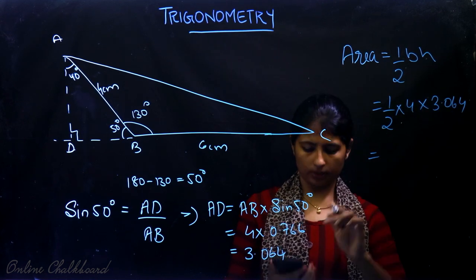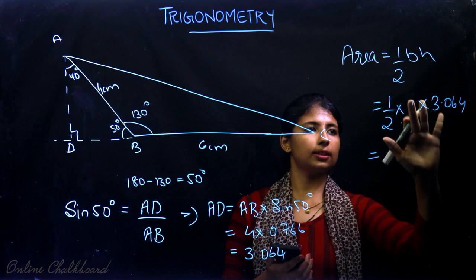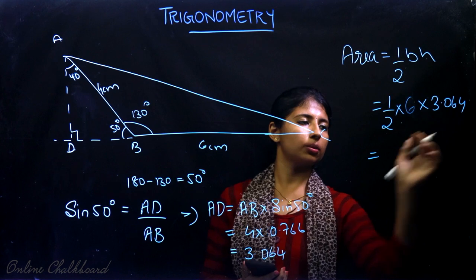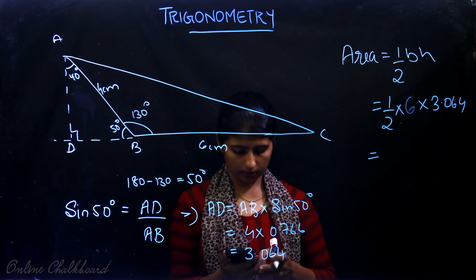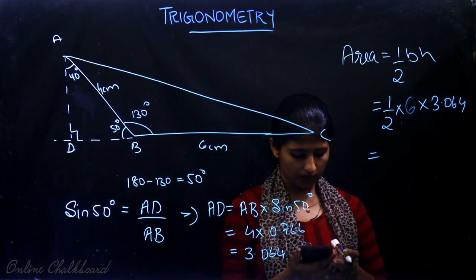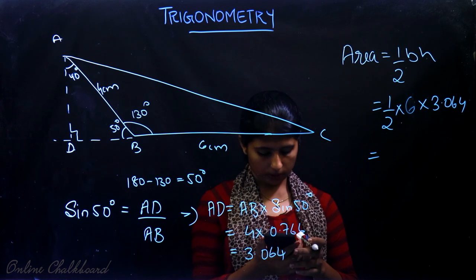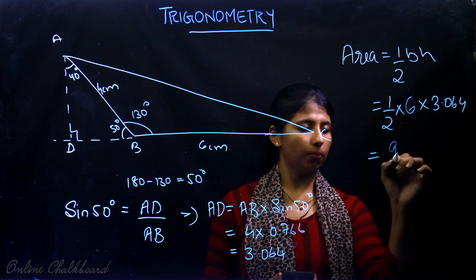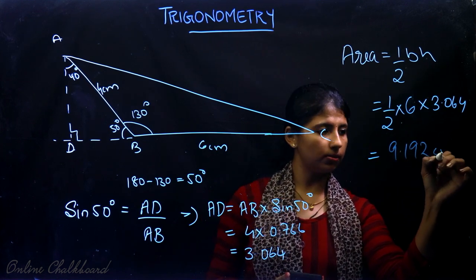So area is equal to half into base into height, half into 4 into 3.064. That is the same as before. Here the base is 6, so 6 into 3.064 divided by 2. So we get the same answer as before, 9.192 cm square. Same area.